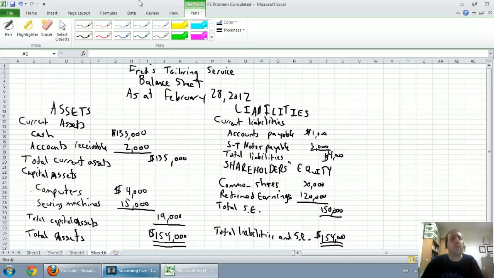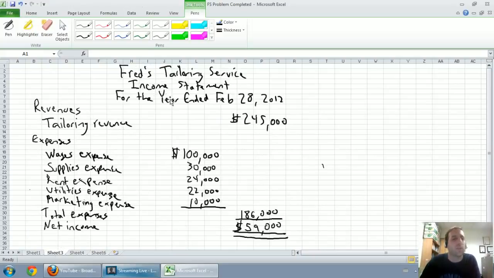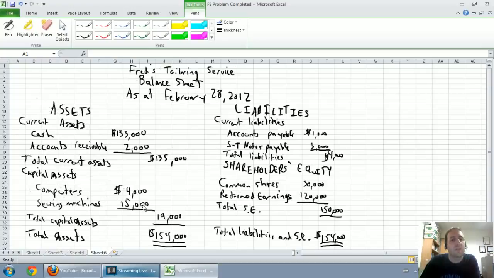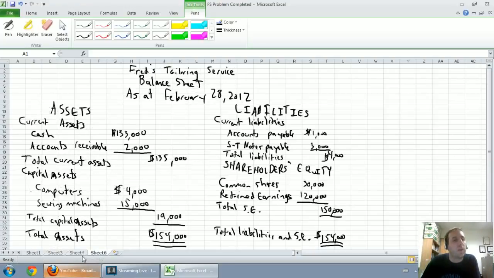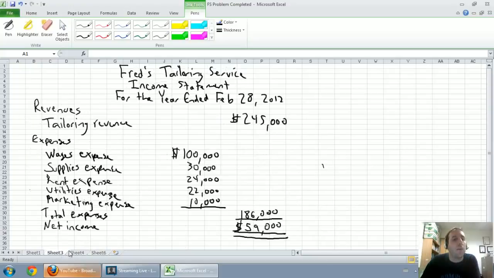So again, it makes sense to say how much money did you earn for the year. It makes sense to say how much cash did you have on a specific date. So balance sheet items are all on a specific date. Income statement items are all for the year or for the month or for a specific time period. So that's why we date the statements in the way that we do.